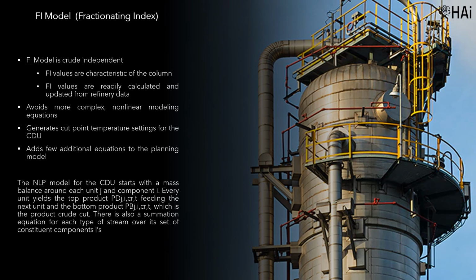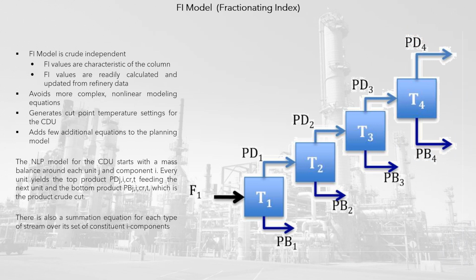It is based on a simple nonlinear modeling approach, avoiding more complex ones, calculates cut point temperatures that help in other calculations and models, and has relatively few equations to add to the planning model. The NLP model for the CDU starts with a mass balance around each unit J and component I. Every unit yields the top product PD feeding the next unit, and the bottom product PB, which is the product crude cut.